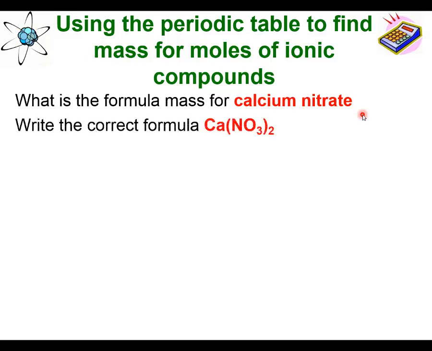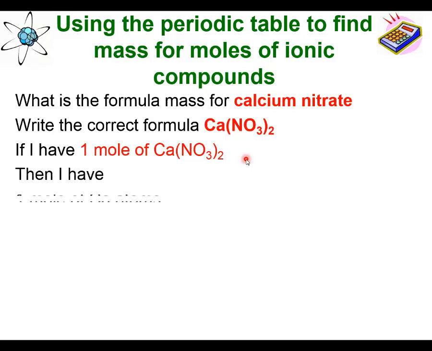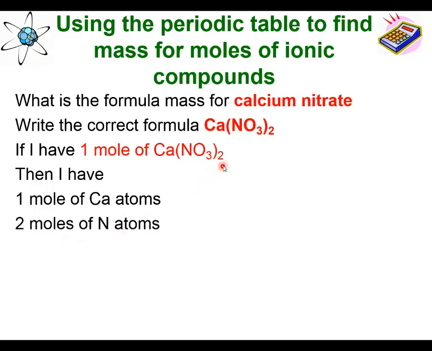Now the correct formula for calcium nitrate, since the calcium cation has a 2+ charge and my nitrate ion has a -1 charge, I need 2 nitrates shown in brackets here and a subscript 2 outside. Nitrate's form is NO3-1, so I have 1 cation and 2 anions in the correct formula. Now if I have 1 mole of calcium nitrate, let's consider how many atoms I have in that mole quantity. So if I have 1 mole of calcium nitrate, I'd have 1 mole of calcium atoms. I'd have 2 moles of nitrogen atoms. That's because this subscript 2 affects everything inside the brackets. I have 2 nitrates, which means I have 2 nitrogens, and actually 6 oxygens.